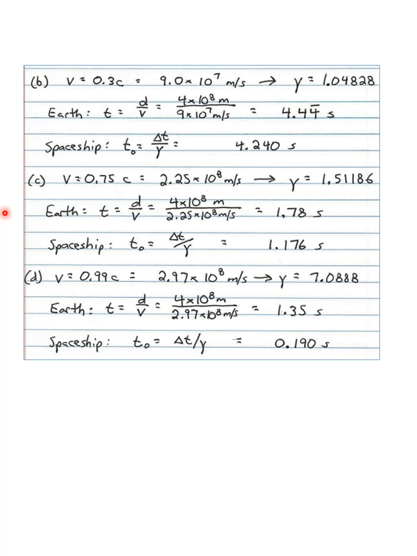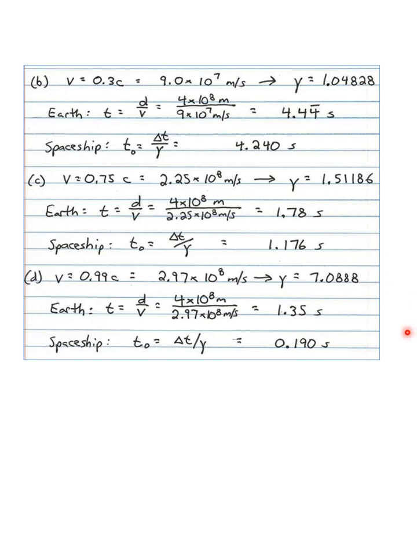For part C, the spaceship is now going at 3/4 of the speed of light, 2.225 times 10 to the 8th meters per second with a gamma correction of 1.51186. So from Earth's point of view, distance divided by velocity, 1.78 seconds. On the spaceship, divide that time by the gamma correction, it's 1.176. Notice as we've gone from parts A, B, and C, as we do a faster and faster spacecraft, there's a larger gap between the Earth-based time and the spacecraft time.